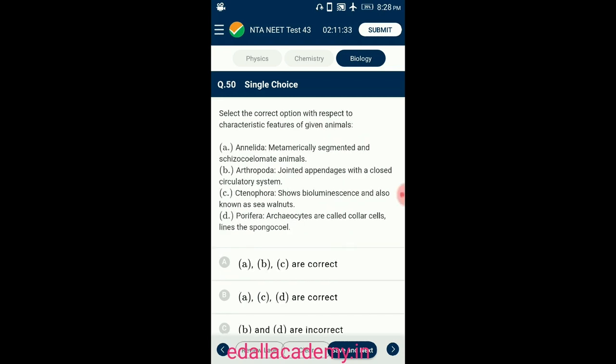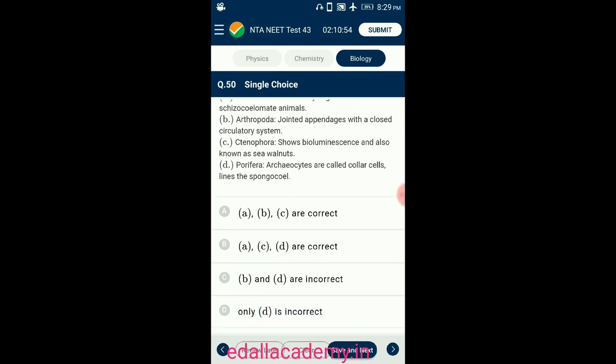Question number 50. Select the correct option with respect to the characteristic feature of given animals. Arthropoda has jointed appendages, chitinous exoskeleton, and open circulatory system called hemocoel. Porifera has archaeocytes which can give rise to any cell, whereas choanocytes are collar cells lining the spongocoel. So the answer for this question is option C. B and D are incorrect.